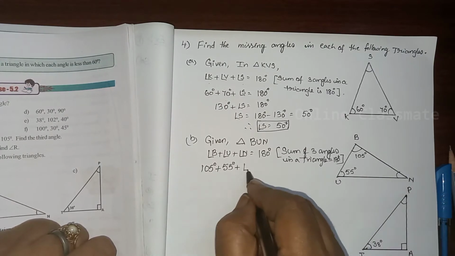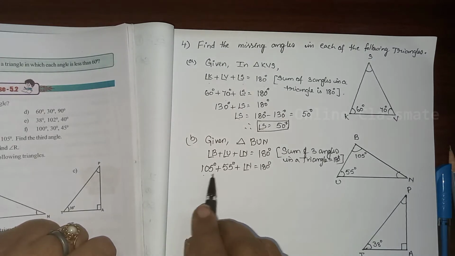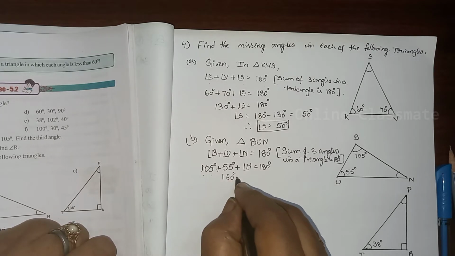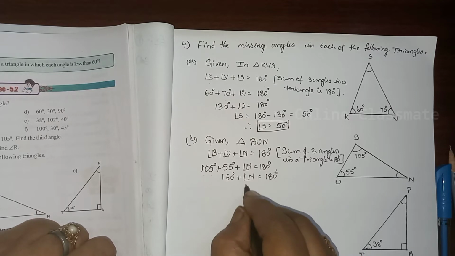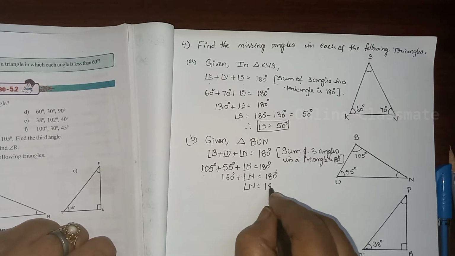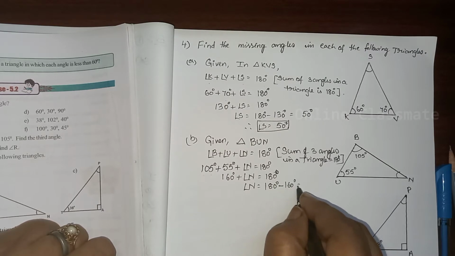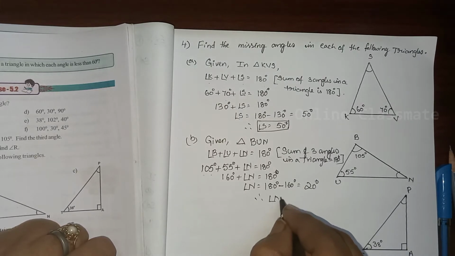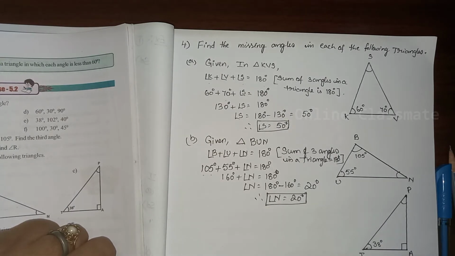And we don't know angle N, right? Angle N is equal to 180 degrees. 105 plus 55 is 160 degrees, plus angle N is equal to 180 degrees. Then angle N is equal to 180 degrees minus 160 degrees, that is equal to 20 degrees. Therefore, angle N is equal to 20 degrees. Now observe the third sum.